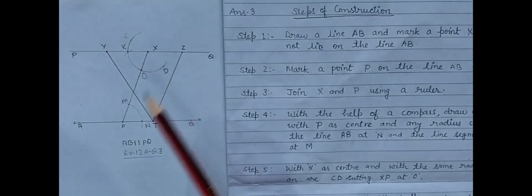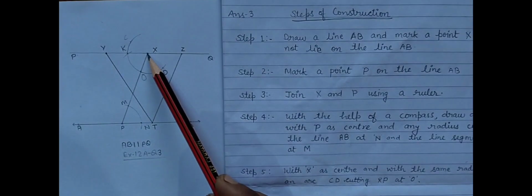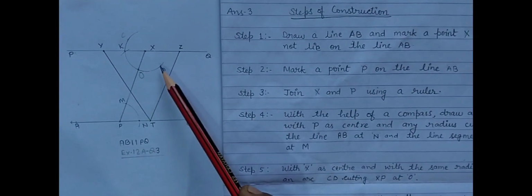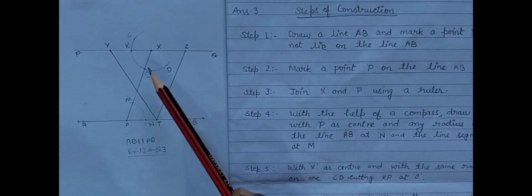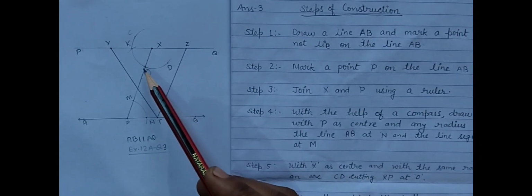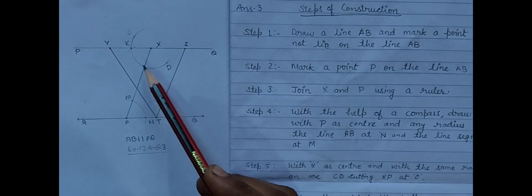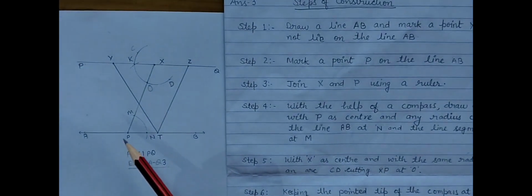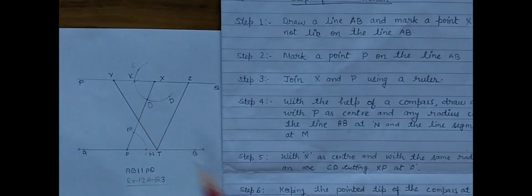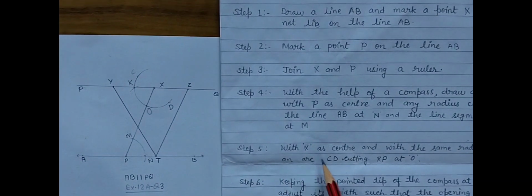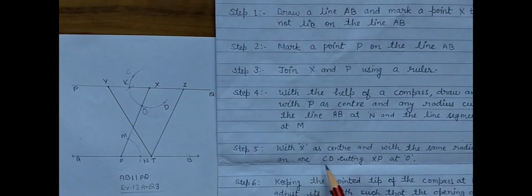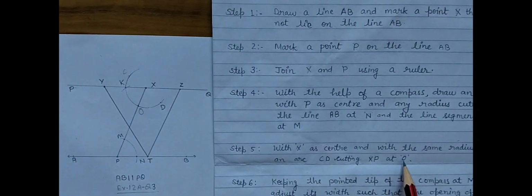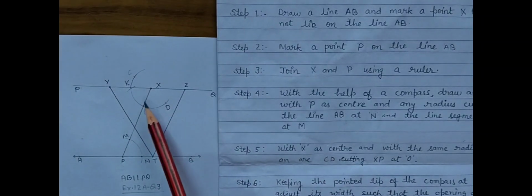With the same arc radius, from X point you have to make an arc, just like C and D. This arc will cut at point O. Next, step five, with X as a center and with the same radius draw an arc CD cutting XP at O. Same as I have told you, OP.